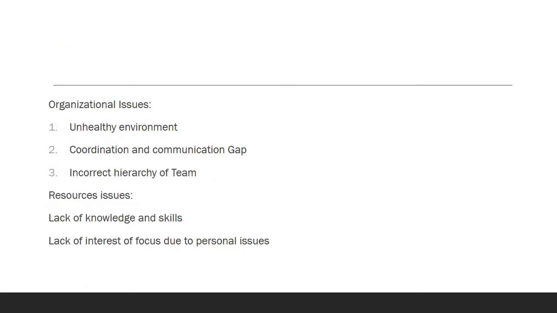Sometimes there are organizational issues. Those include lack of communication and lack of bridge between the members. Sometimes there is an unhealthy environment to work in. Sometimes there is an incorrect hierarchy of the team. All these are results of organizational issues. Others are key resource capabilities, where we do not have the required knowledge or skill to perform on a project, a lack of interest in a project, or some personal issues.